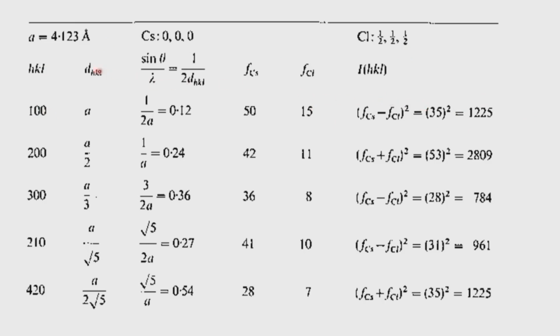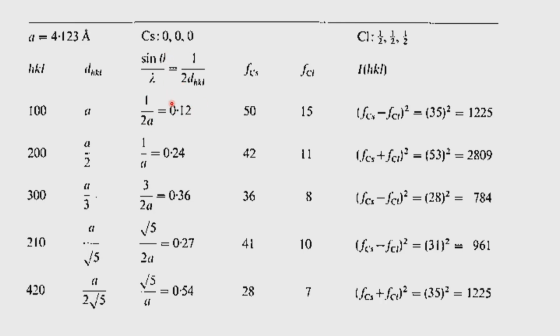So, we get the D of HKL, which is equal to A in this particular case, because 100 is the reflection we are considering. So, if we calculate the sin theta by lambda using the formula 1 by 2 D HKL, we will get 1 by 2 A is equal to 0.12. So, this is the value of sin theta by lambda.